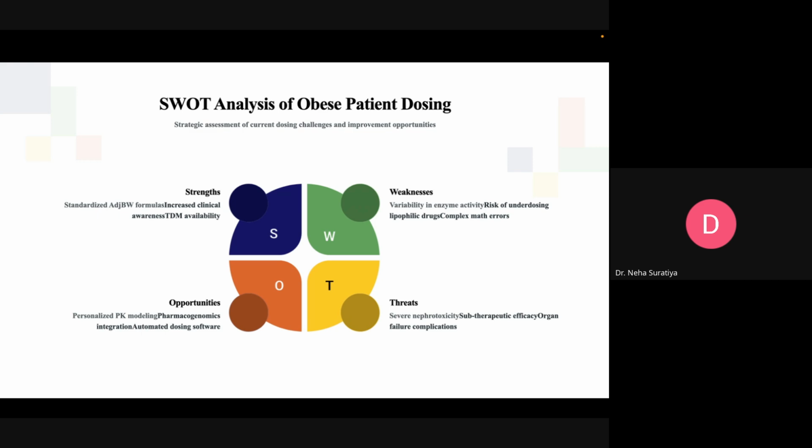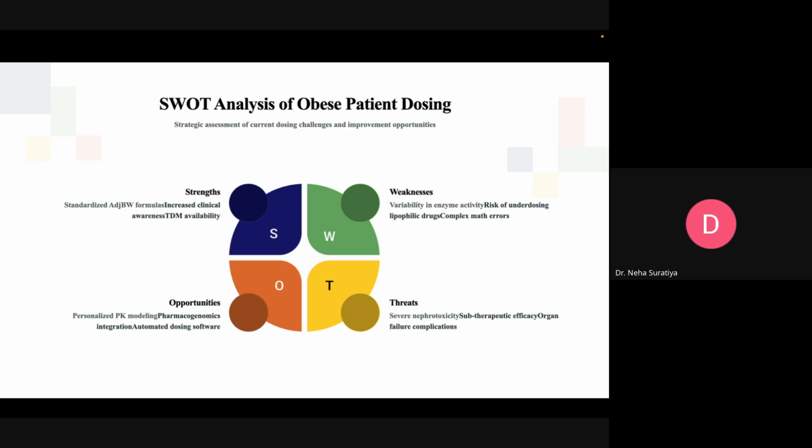Availability of standardized adjusted weight formulas. The very first strength is that they have standardized adjusted body weight formulas. It also has growing clinical awareness and support from therapeutic drug monitoring, TDM. So this tool helps us do dose calculation more safely than before. But what is the weakness? The weakness is that enzyme activity differs widely between patients. There is also the weakness of underdosing lipophilic drugs and a high chance of calculation errors.